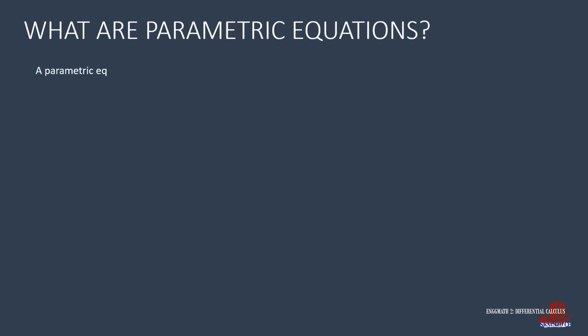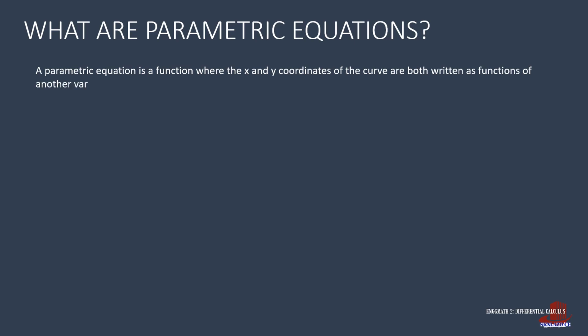What are parametric equations? These are equations or functions which are written as a function of another variable. For instance, we have x as a function of t, and y also a function of t. The variable t is called the parameter, and in parametric equations, the usual parameters used are t and theta. Let's have an example. Say x is equal to t, then y is equal to t squared.